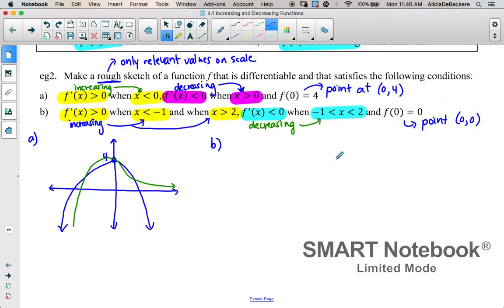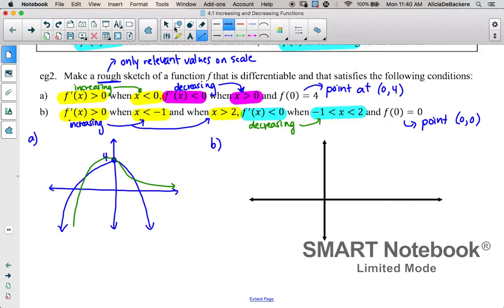So again, I'm going to start with a rough sketch of my graph. Okay, so I know that there's a point at (0, 0). I always start with those given points if I can. And then I have a few values here of interest. x equals -1, they've told me it is a point of interest, and x equals 2 is a point of interest. So those are the only numbers that I need to include on my sketch.